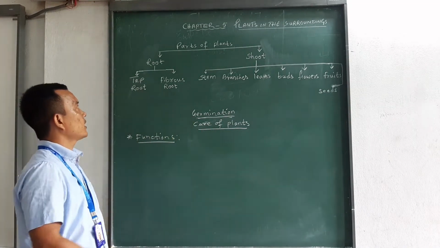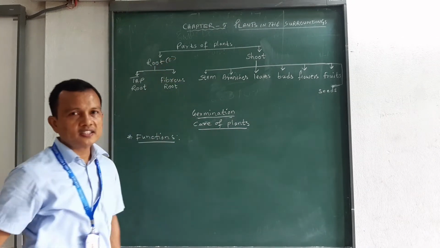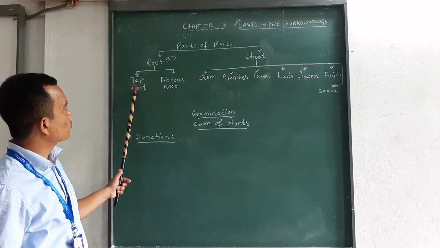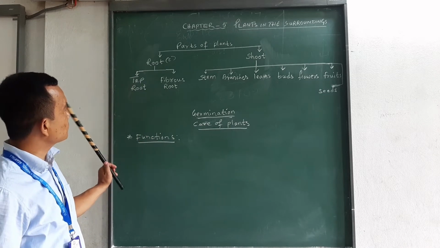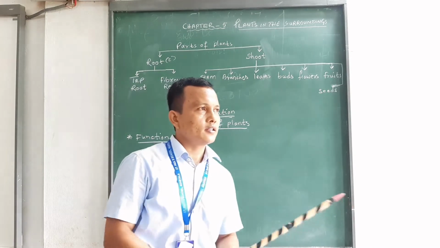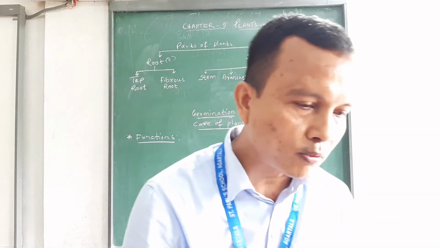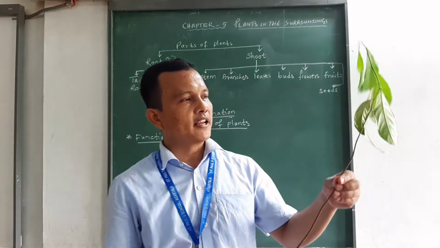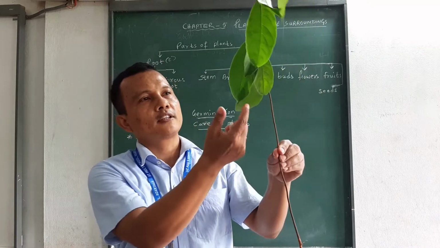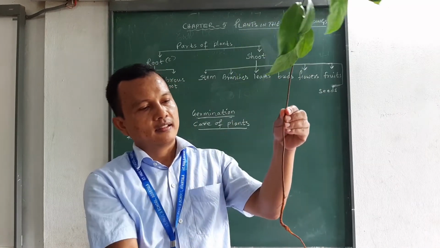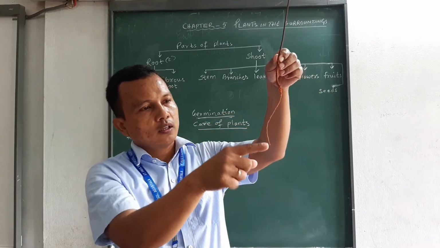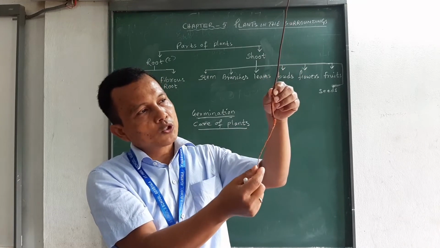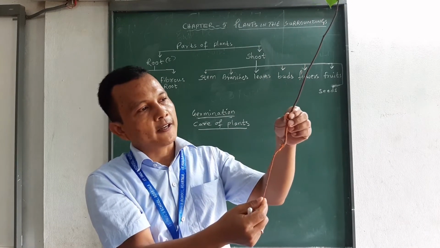Root is mainly divided into two parts. What are they? They are taproot and fibrous roots. Now let us come to taproot. What does taproot mean? I have brought one more example. This is a sapling of jackfruit. Can you see here the leaves, the stem, and the roots? Yes, this red portion till here is the root of the jackfruit sapling.